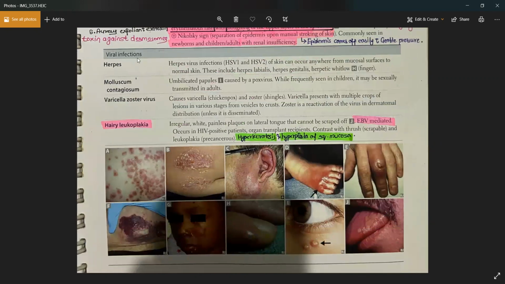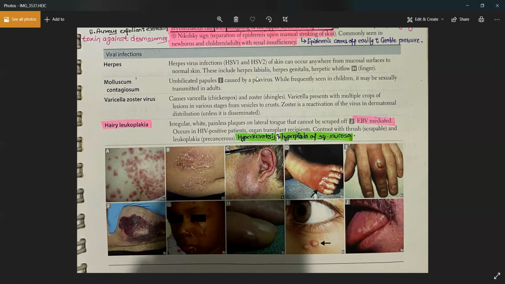Then you have the viral infections. One is the herpes virus infection, and you guys already know that whenever I encounter a case of herpes virus, step one will always give me a vesicular kind of rash. Herpes viruses are HSV1 and HSV2, and they can cause the vesicular rash anywhere on the skin.